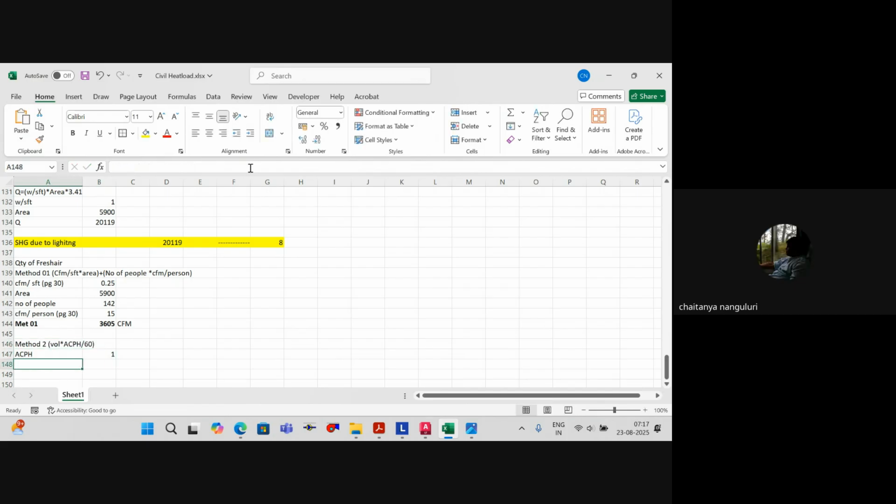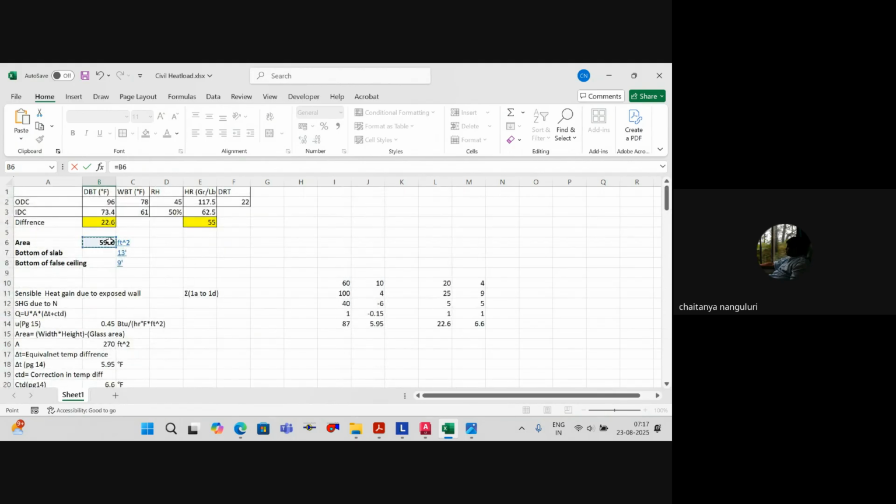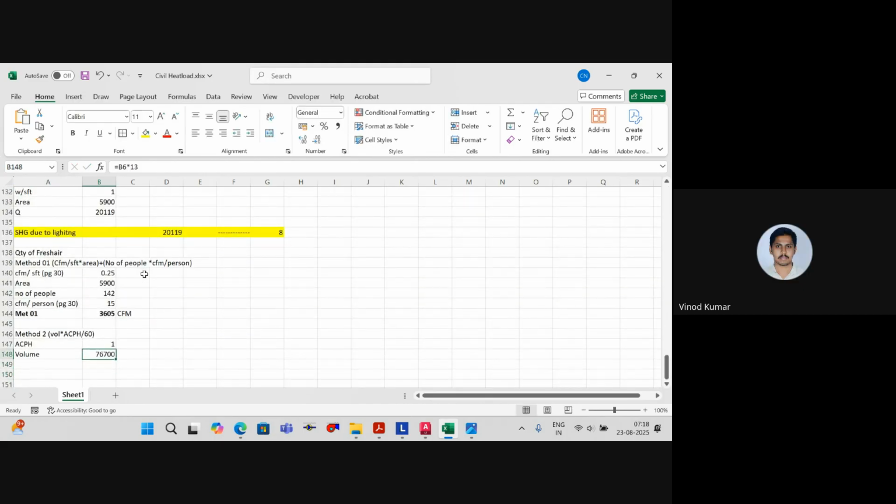So ACPH is 1, volume of the room. A volume of the room will be how much? Is equal to area into height or not? 13. You agree? Which is our bottom of the slab. Yes or no? Yes. So this is the volume.